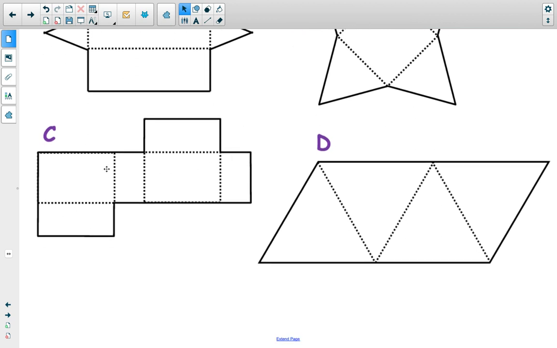This one's made up all of rectangles. I have 1, 2, 3, 4, 5, 6 rectangles. This would be a rectangular prism. This one's made up all of triangles. 1, 2, 3, 4 triangles. One of these will be a base, and the rest would be faces. So this would be a triangular pyramid.